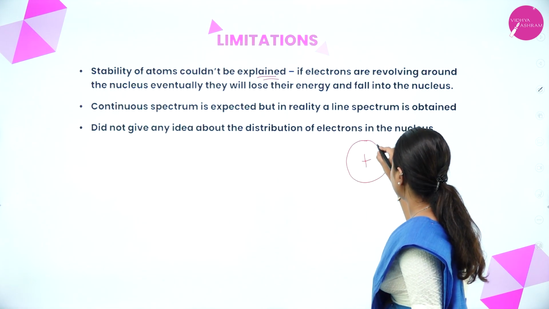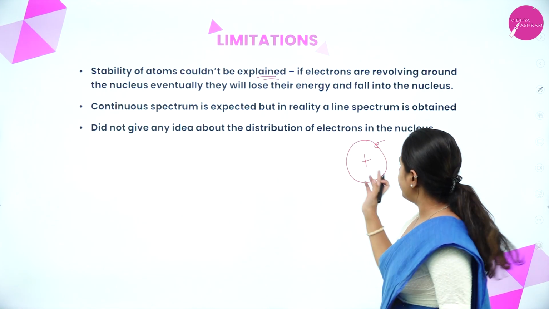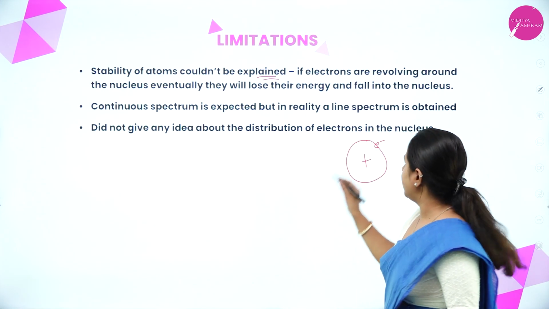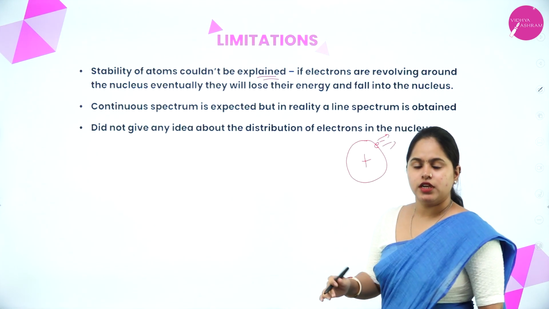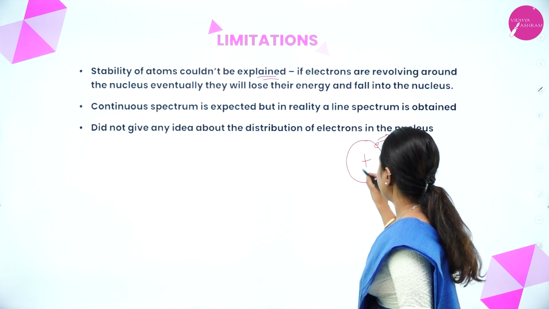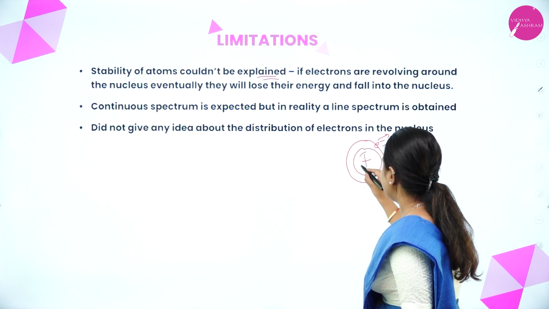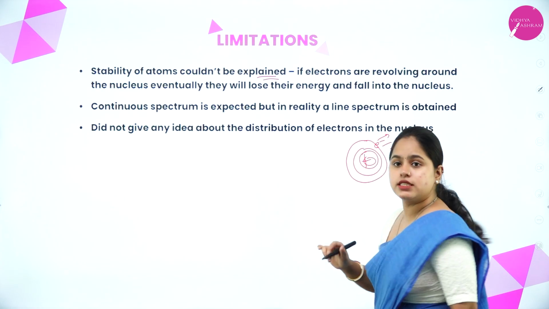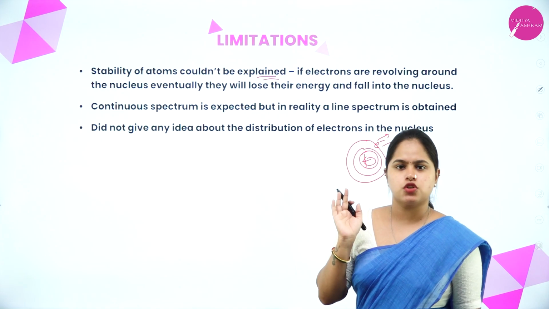So these electrons are negatively charged particles. They are accelerating, right? So they will emit radiations. When they are emitting radiations, they will lose their energy. So what happens? They lose energy and eventually they have to fall inside your nucleus. But this is not happening.